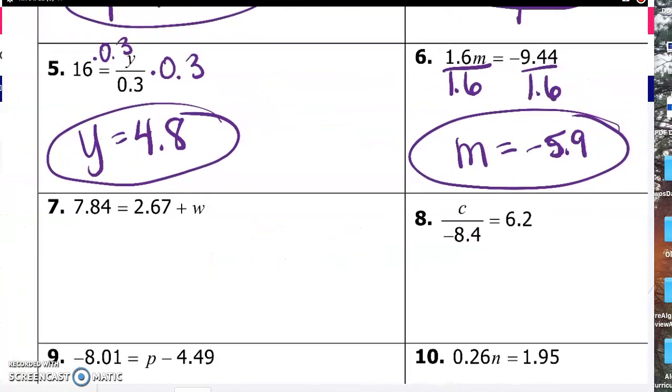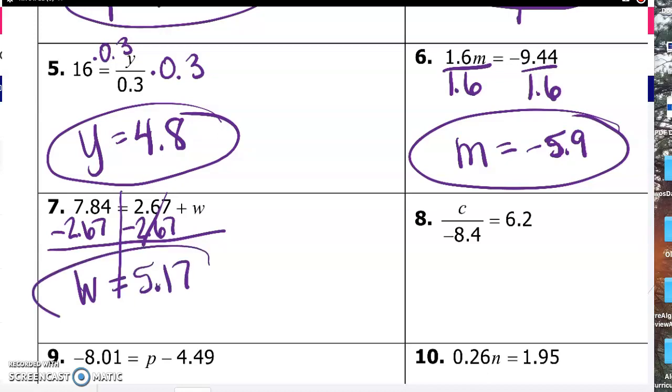Number 7, we are adding a positive 2.67 to W, so I need to subtract 2.67. Again, if that line helps you do that, so that cancels. 7.84 minus 2.67 gives me W equals 5.17. So you'll notice that I flipped the W and the number around. You can do that anytime you want.